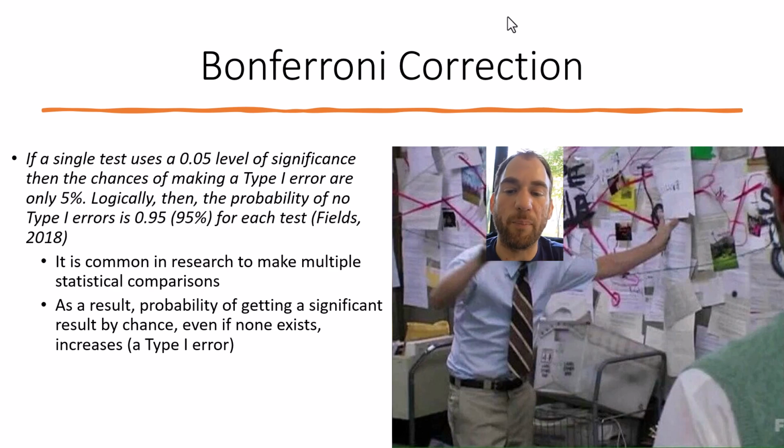But the big takeaway from Bonferroni is that when you do statistical tests, rarely do you just do one test. You usually do multiple statistical comparisons. And as a result, the probability of getting a significant result by chance, even if none exists, increases. That is a type 1 error. So if you're conducting multiple tests, with that 0.05 error, you have a 5% chance that this is a type 1 error, that this result is not real. It happened by chance. It's just invalid for whatever reason. Well, the more times that you conduct tests, the greater the probability of getting a result by chance.